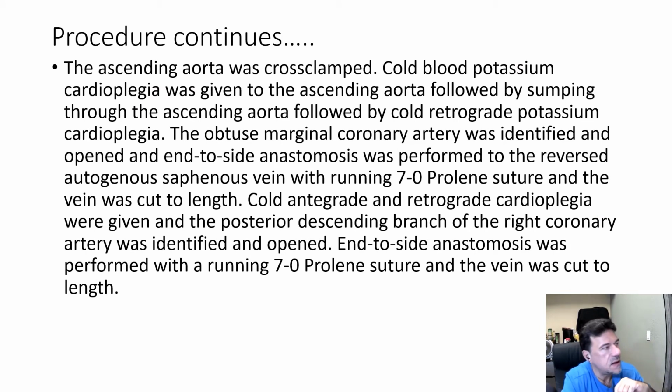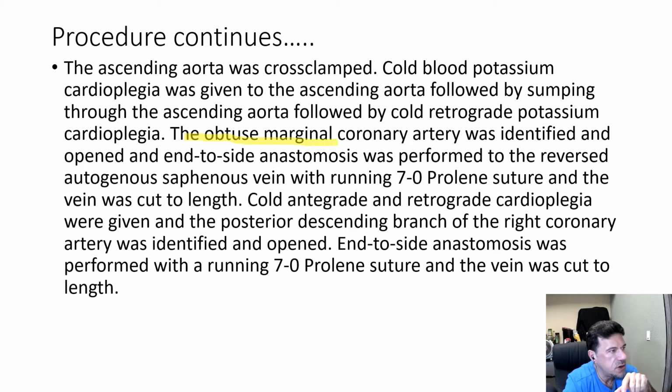In this case, the descending aorta was cross-clamped. Okay, they already located the aorta. Remember, they're gonna use the aorta as a qualifier, right? Because they're gonna do the bypass from the aorta to the coronary artery. Now, the aorta was cross-clamped. Cold blood cardioplegia was given through the ascending aorta, followed by cold retrograde protection. Okay, the obtuse marginal coronary artery was identified.